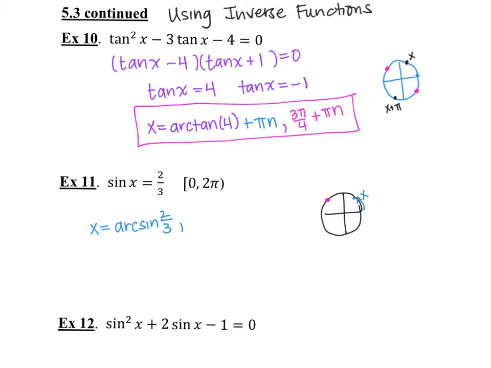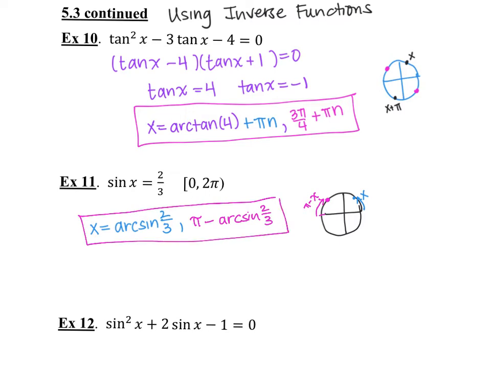Okay, but if I know that distance is x and I know that this is pi over here, this location can be represented by pi minus x, because if I start at pi and I go back x, I will get to that location. So my second answer for 0 to 2 pi is pi minus, what was my x? Arc sine of 2/3. And that gives me 2 answers between 0 and 2 pi that satisfy the equation.